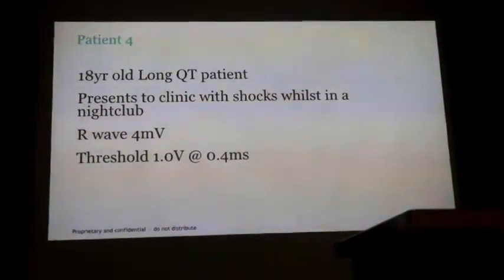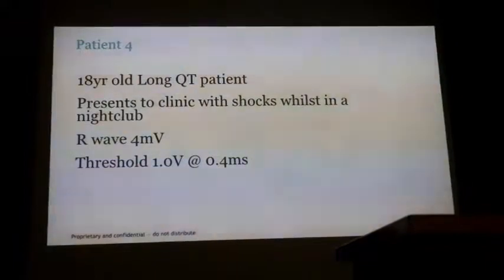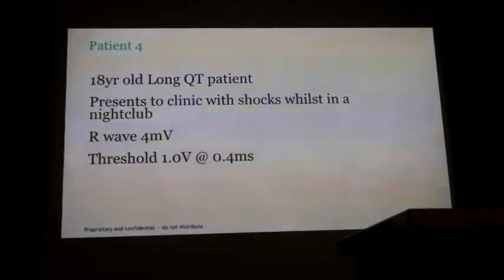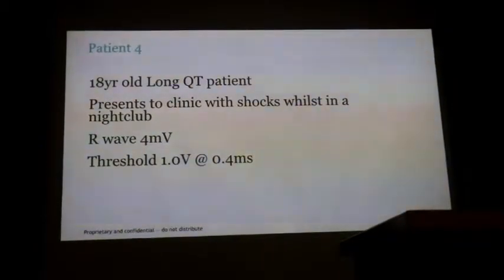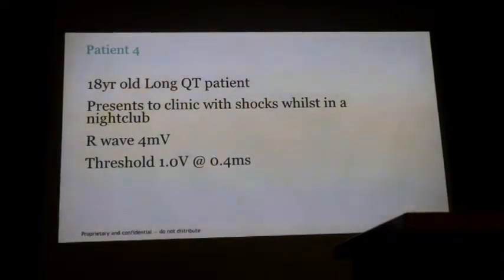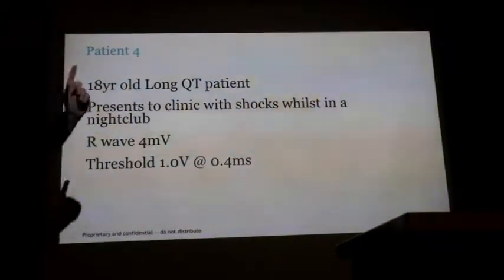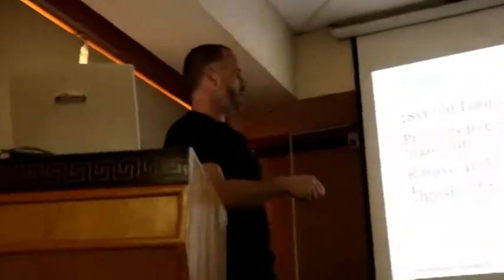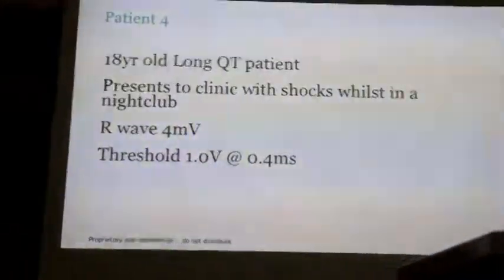His R wave is 4. Threshold is normal. What do you think this is going to be? T-wave oversensing, right? Because he's got a small R wave and he's got long QT. The R wave is out here, so he's got more time to get sensitive. If you're putting a device into someone with long QT syndrome, you need to be especially concerned about the R wave. So let's have a look at his episode.